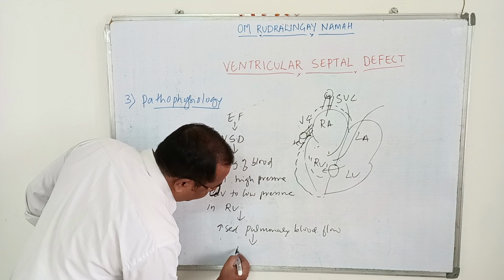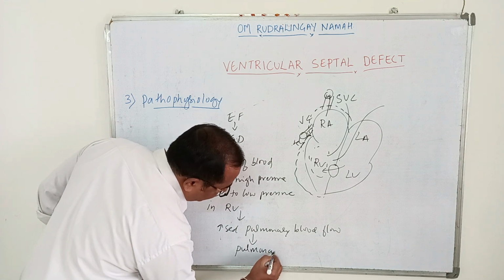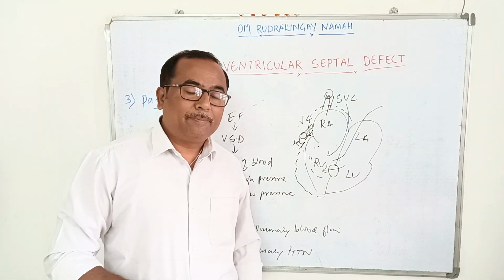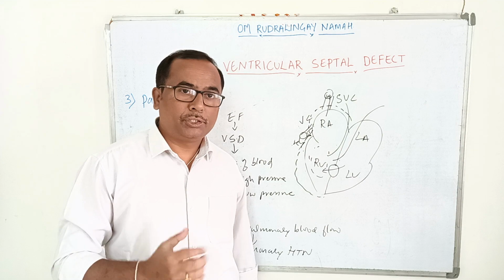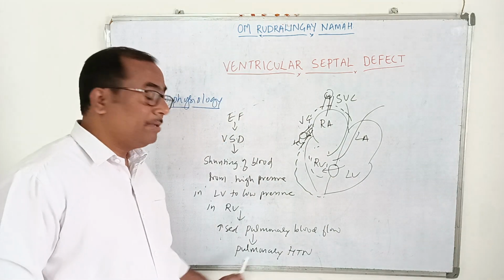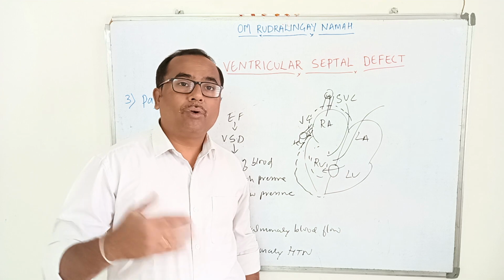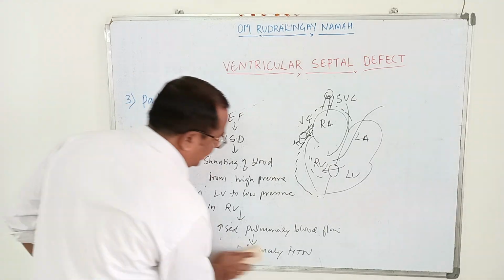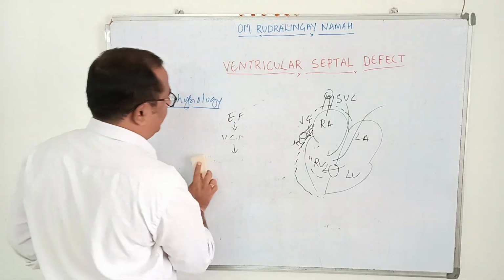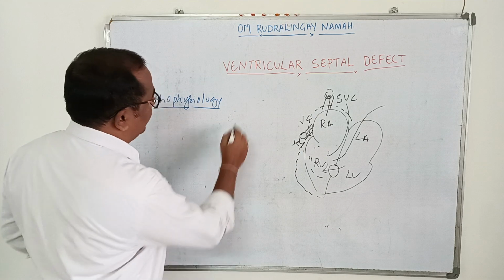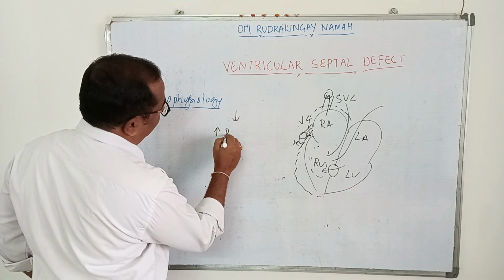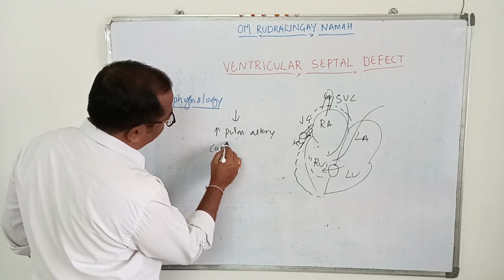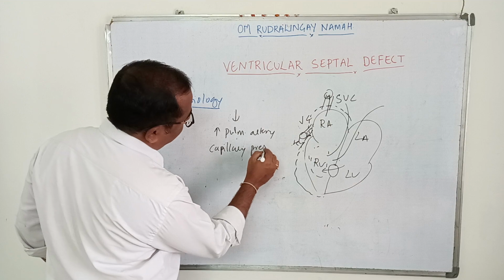So what will this lead to? It will lead to pulmonary hypertension. Normal pulmonary artery pressure is less than 20 mmHg during the systole, during the contraction. So here, pulmonary blood pressure will increase because an increased amount of blood will go to the pulmonary artery. So there is pulmonary hypertension, and after that there is increased pulmonary artery capillary pressure.